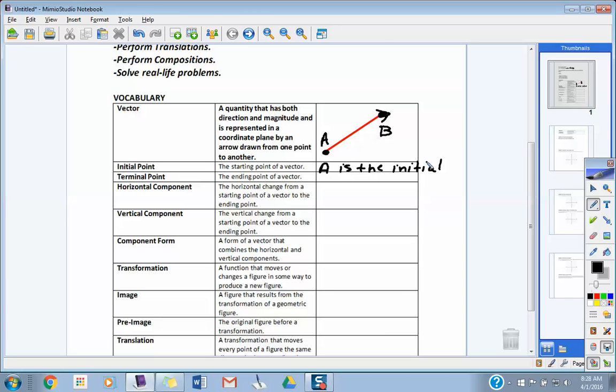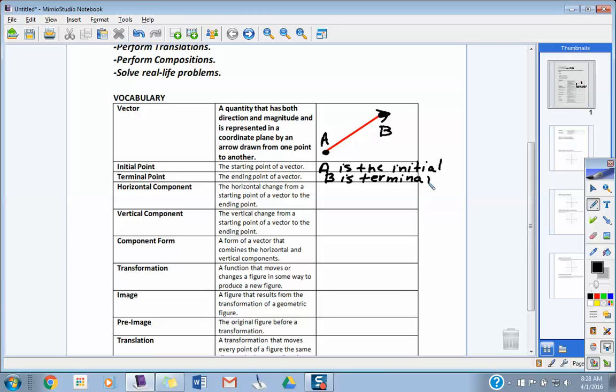Okay, so terminal point means it's the ending point. So which point in this right here is going to be my terminal point? B. B is my terminal point. So if I say, hey, here's a vector, it's vector AB, you understand the initial point is really the starting point, A. And then B is the terminal point. Okay? All right.